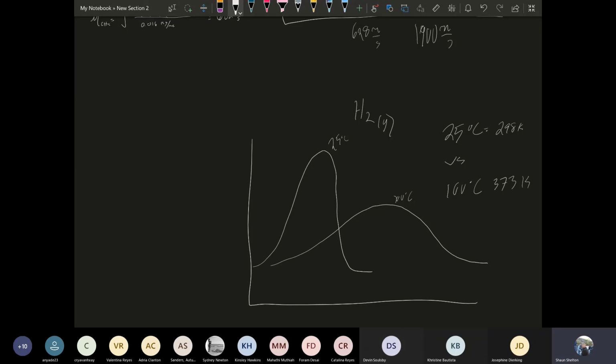You can calculate this using the root mean square velocity. Remember that root mean square velocity is equal to the square root of 3RT divided by MW. And so we're looking at the temperature aspect here. If I increase the temperature, I'm going to increase the root mean square velocity. It's just a mathematical operation.